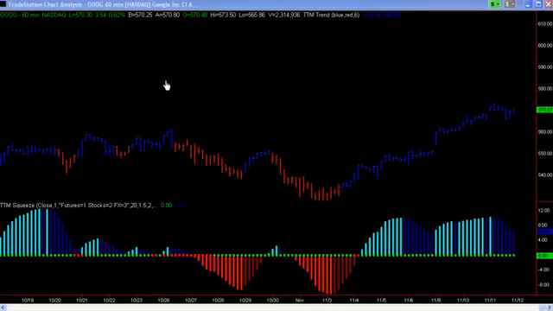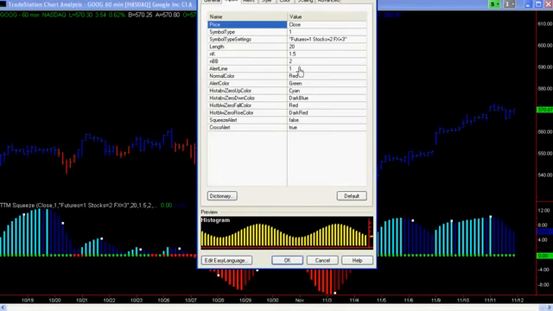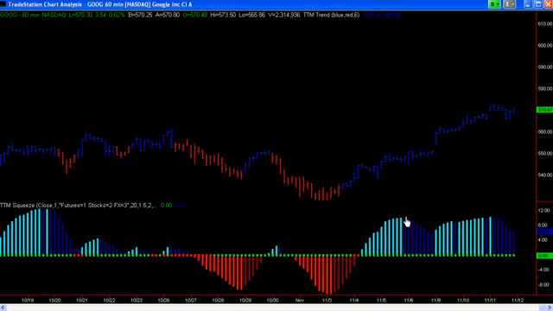I've got this one set up as kind of a little bit different here. For the TTM squeeze, I went here and formatted the squeeze, and I changed the zero up color to cyan. Normally it's just blue. That way it stands out, and when it goes darker blue, it stands out a lot more.